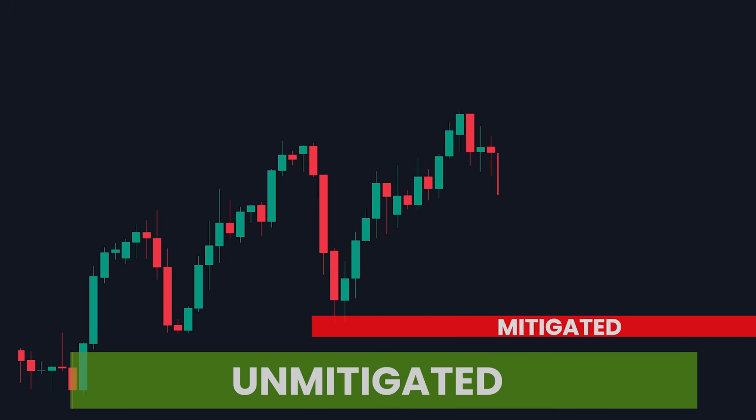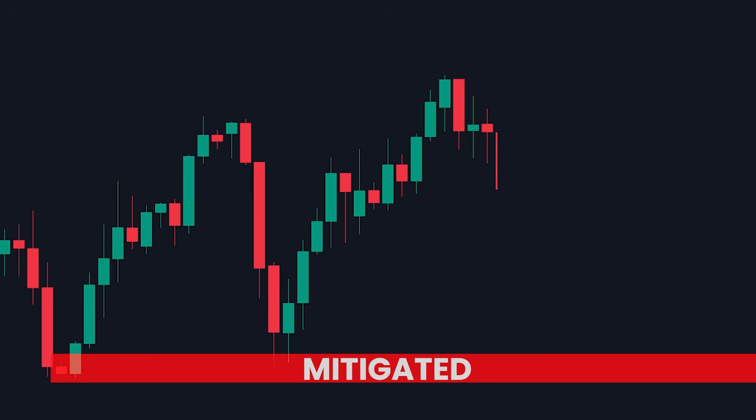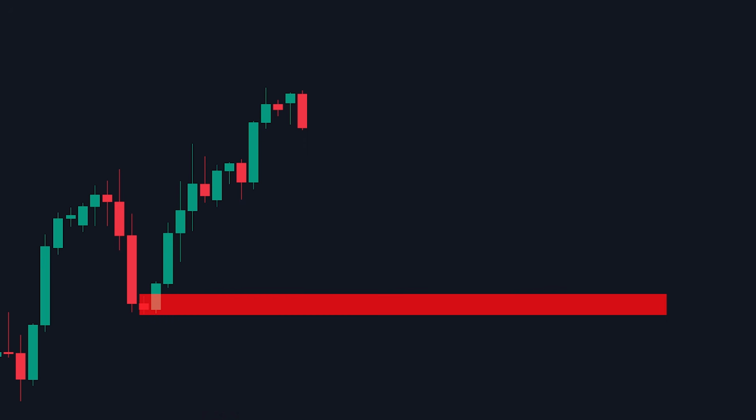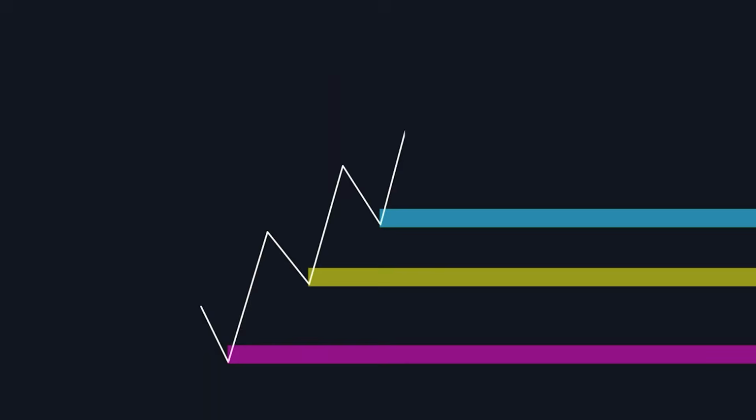Order blocks are one-time use opportunities, so you only look for trading setups when price tests an order block for the first time. Once an order block has been tested and failed, it loses its institutional significance. But here's where most traders struggle with order blocks. When you're looking at your charts, you'll often see multiple valid order blocks at different levels. How do you choose which one to trade?